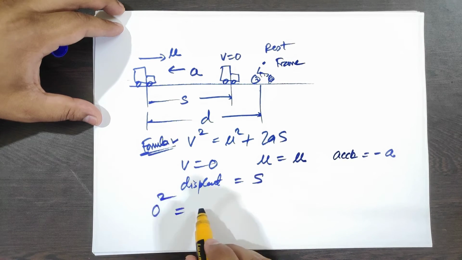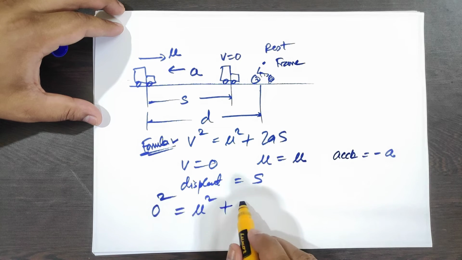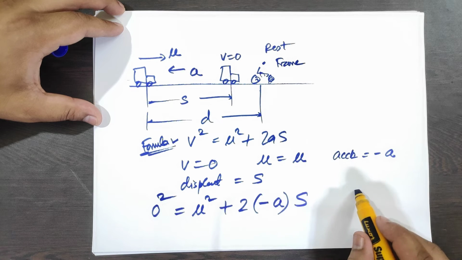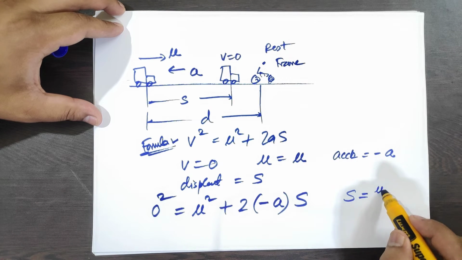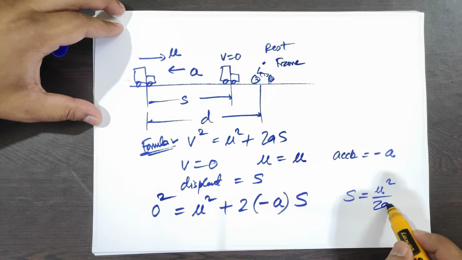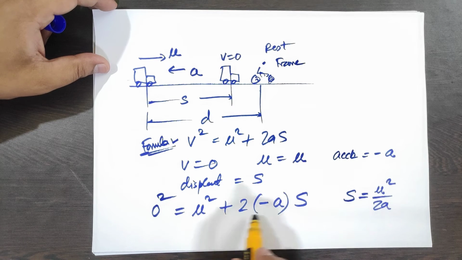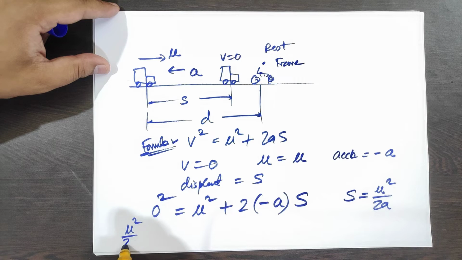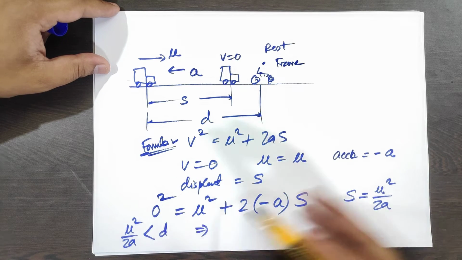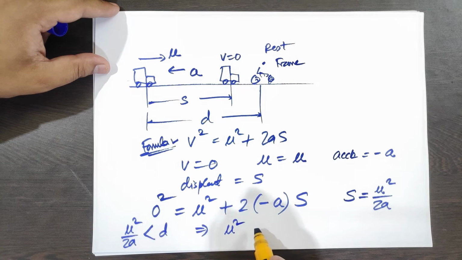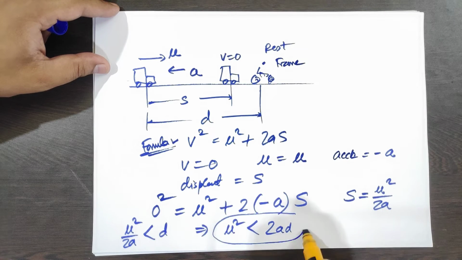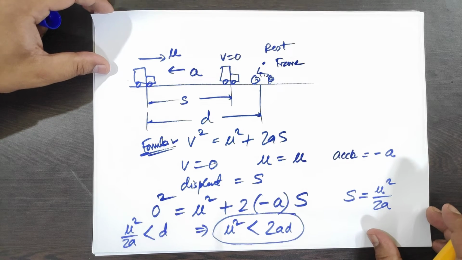So it will be 0 square equal to u square plus 2 times minus a times s. So s equal to u square by 2a. So this s should be less than d, so u square by 2a should be less than d, which implies the condition gives you u square less than 2ad. So this is the same condition we have solved from the ground frame.